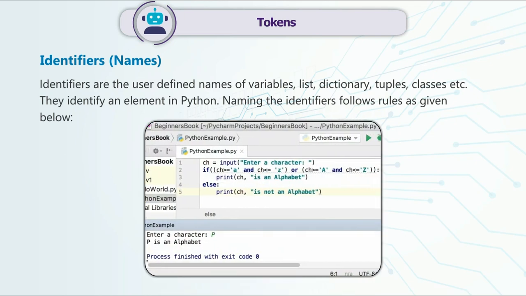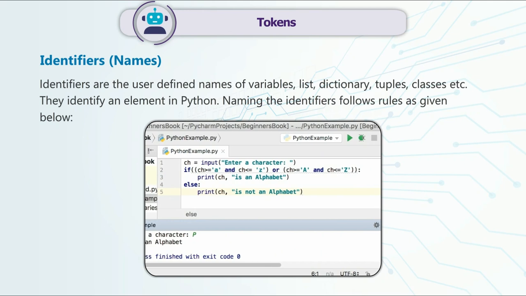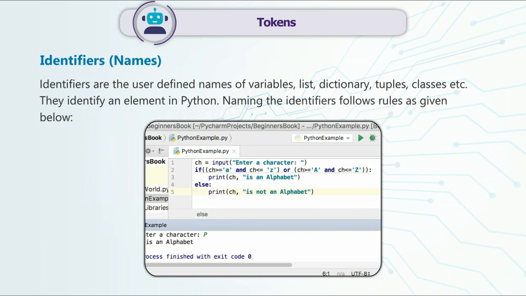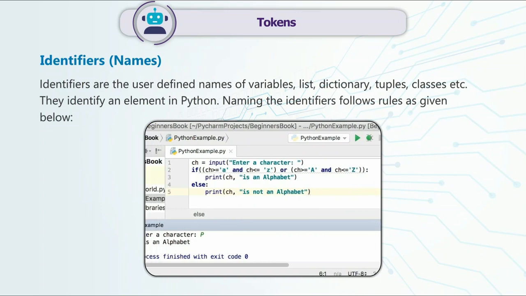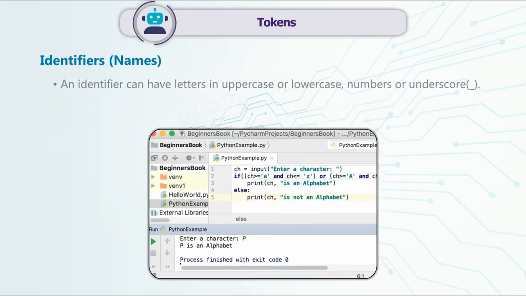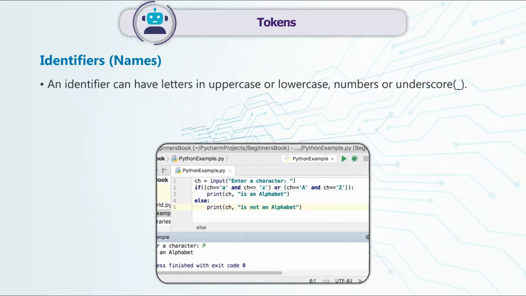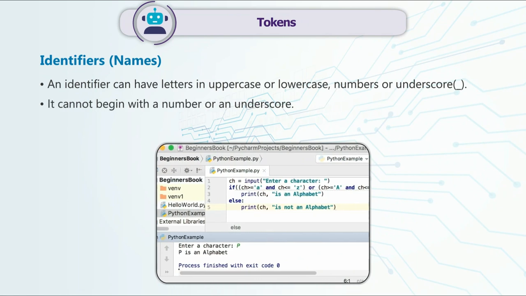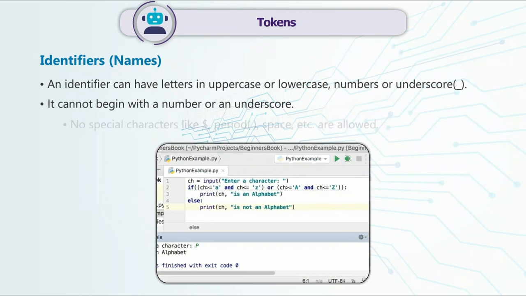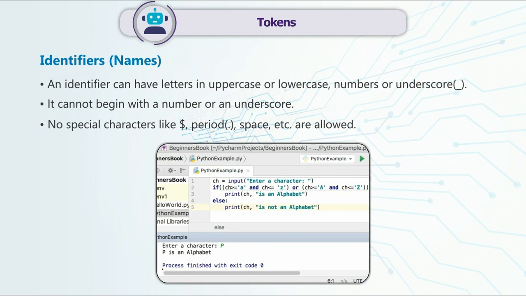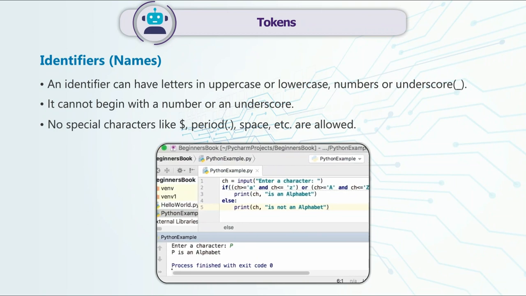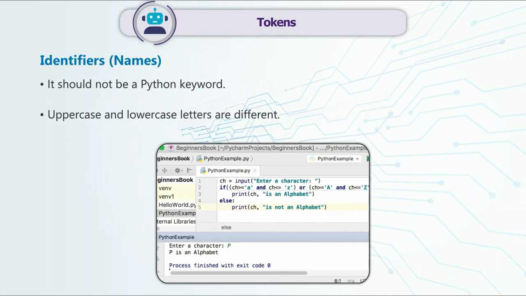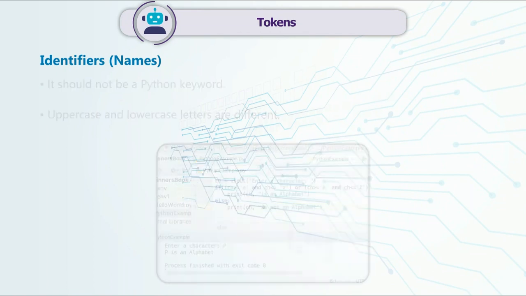Identifiers, names. Identifiers are the user-defined names of variables, lists, dictionaries, tuples, classes, etc. They identify an element in Python. Naming the identifiers follows rules as given below. An identifier can have letters in uppercase or lowercase, numbers or underscore. It cannot begin with a number or an underscore. No special characters like $, period, space, etc. are allowed. It should not be a Python keyword. Uppercase and lowercase letters are different.